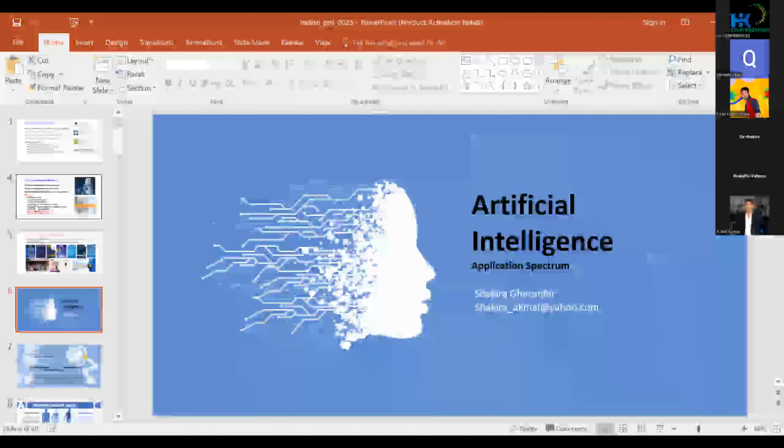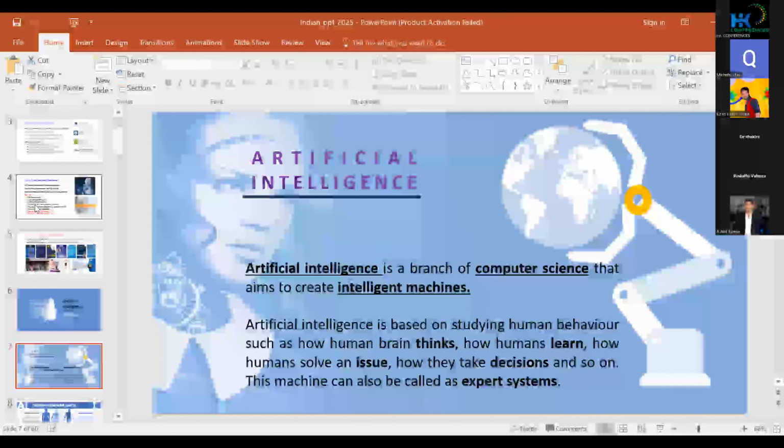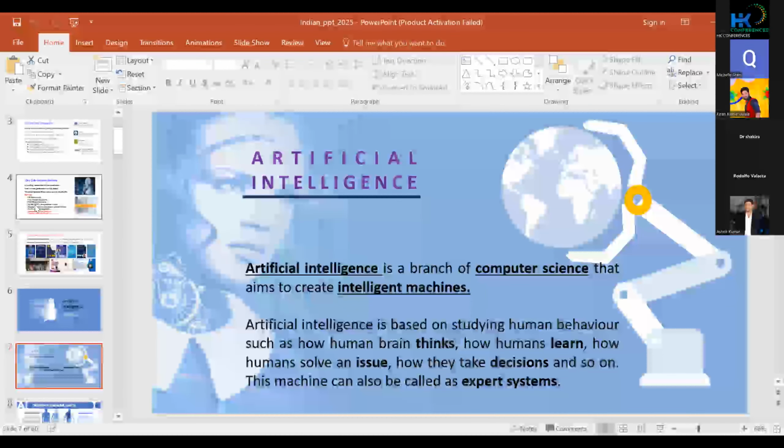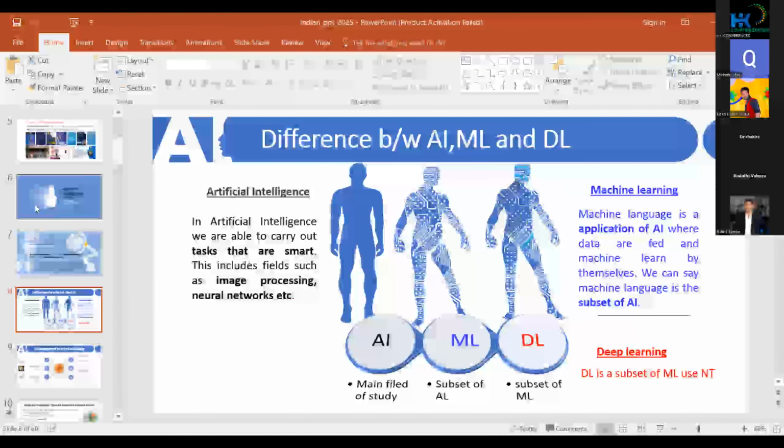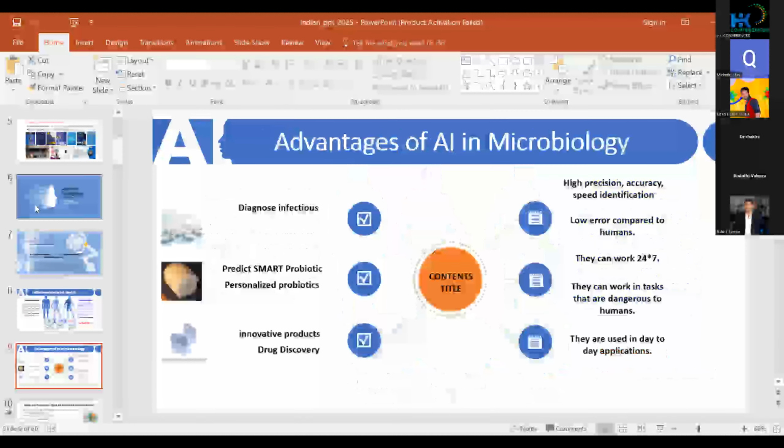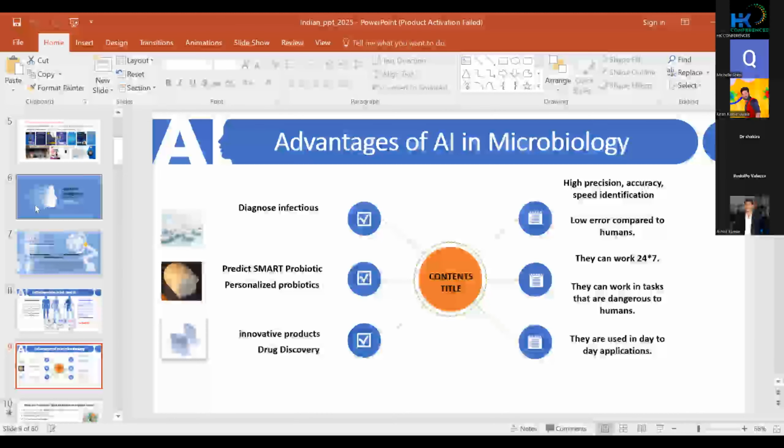So what is AI? It is a branch of computer science that aims to create an artificial machine to serve as a unique machine for the solution of different types of problems, in my case, in microbiology labs. There are differences between AI, machine learning, and deep learning, so you have to be very careful in selecting any AI technology to solve a problem in your lab. Before starting with AI, you have to learn these basic terminologies. So here is the role of artificial intelligence, deep learning, and machine learning in microbiology.